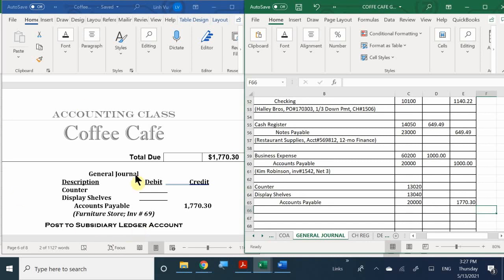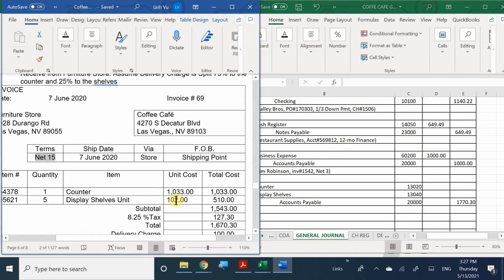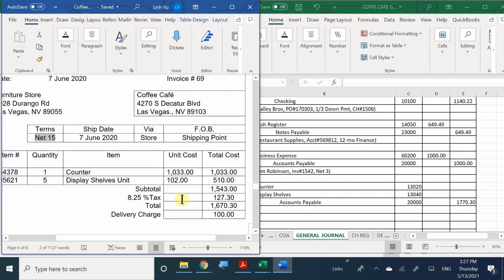So in this case, I need to figure out how much tax to split and how much shipping to split because the idea here is that we're making a purchase of fixed assets. And our definition of the cost of the fixed asset is everything it takes to get the asset to the store and ready for service. So in this case, we had to pay tax, and we had to pay shipping fees on top of that to get the asset to our store.